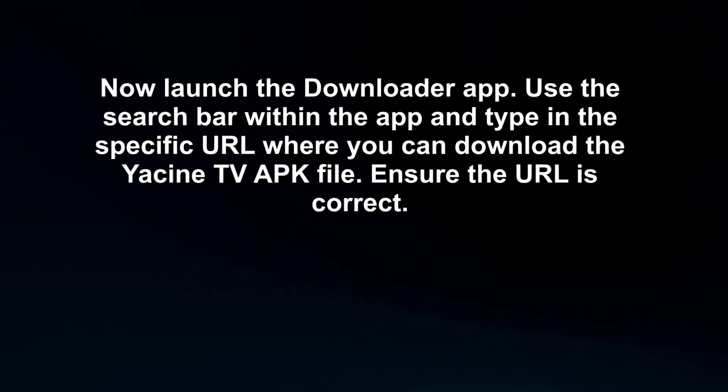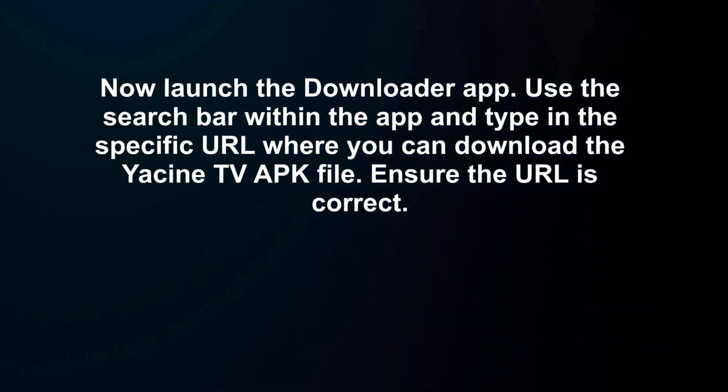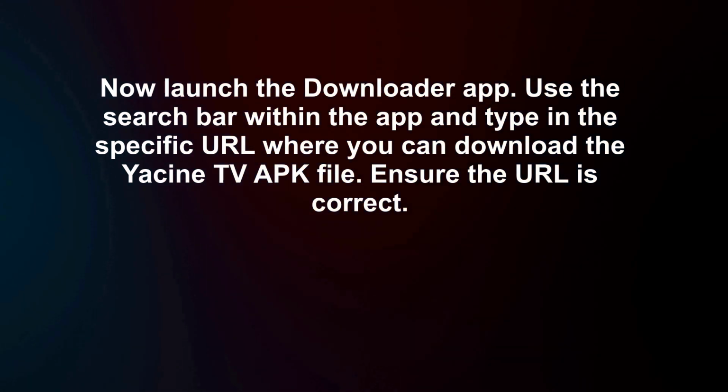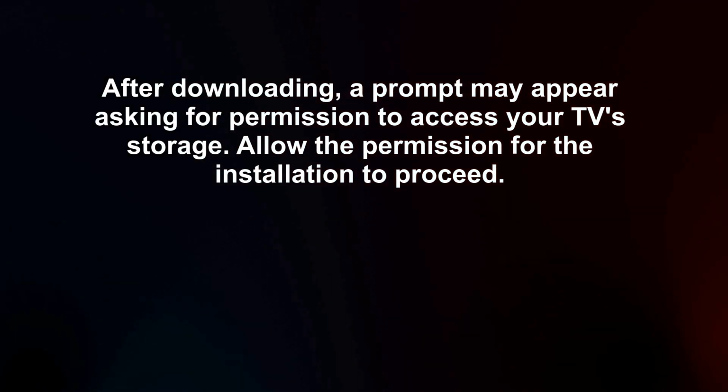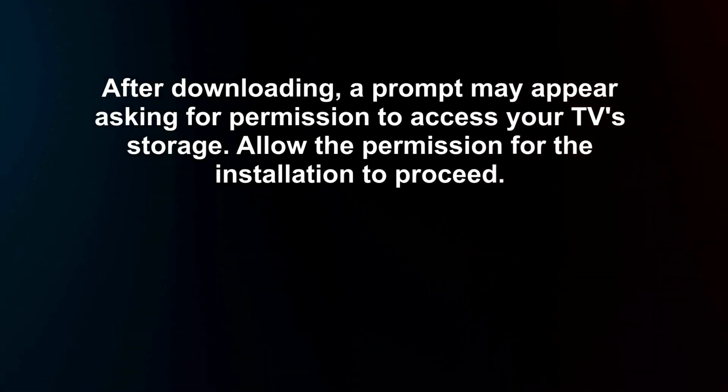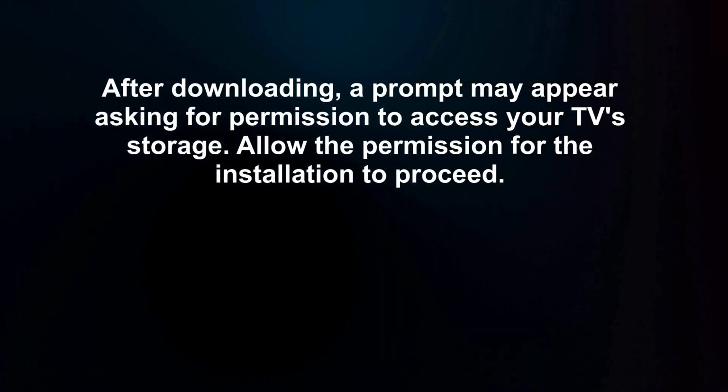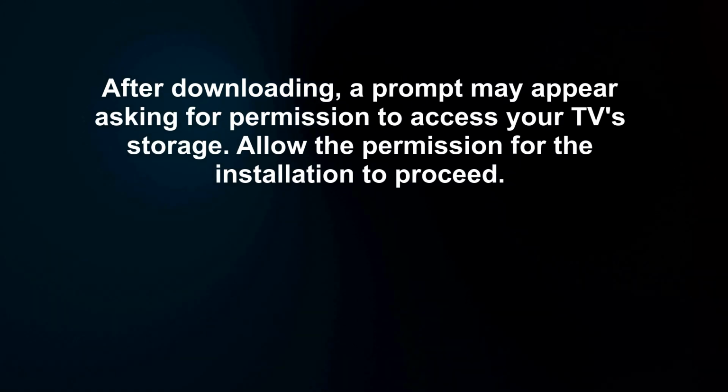Use the search bar within the app and type in the specific URL where you can download the Yacine TV app file. Ensure the URL is correct. After downloading, a prompt may appear asking for permission to access your TV's storage. Allow the permission for the installation to proceed.